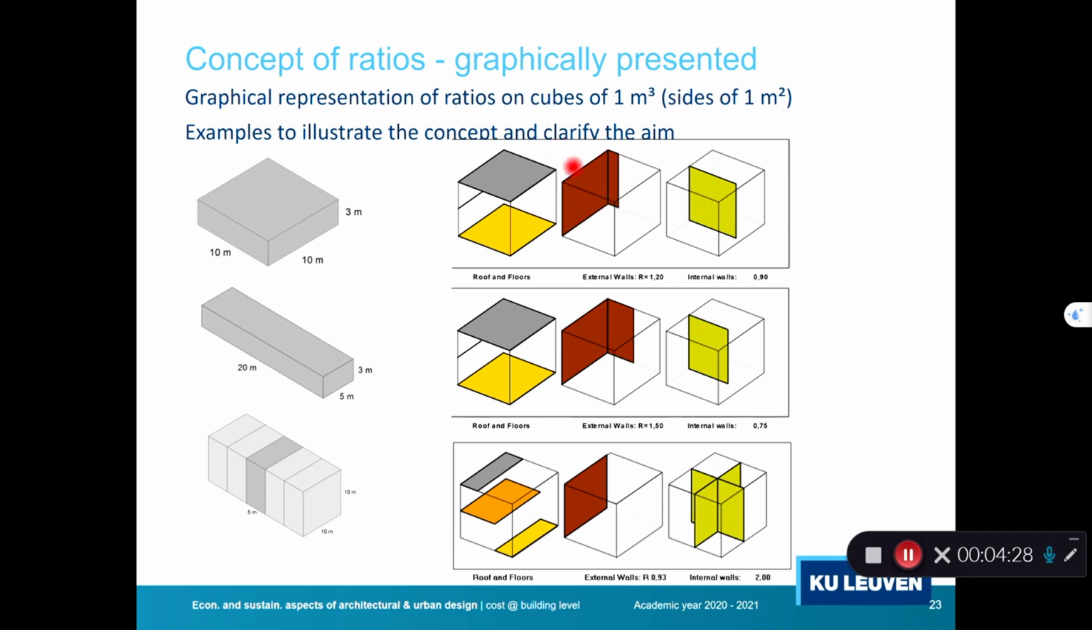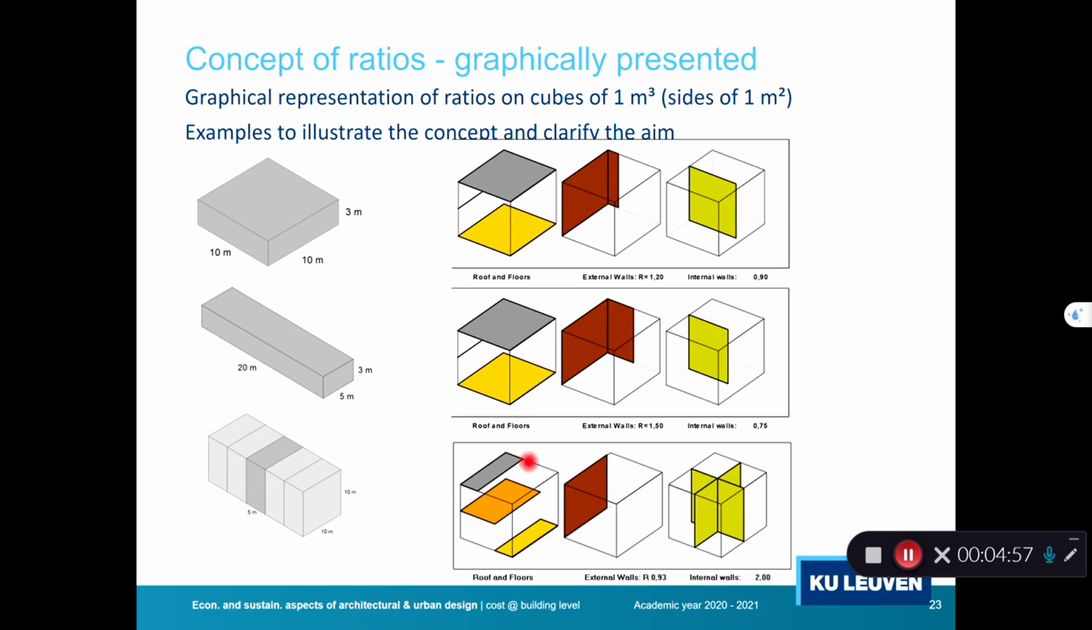The second building had an external wall ratio of 1.5, which we can represent by a full area of 1 square meter and then another half, 1.5. The last, third example had an external wall ratio of 0.93, so it's 9.3 centimeters, or 93% of the surface is colored. We can do the same for the other elements.